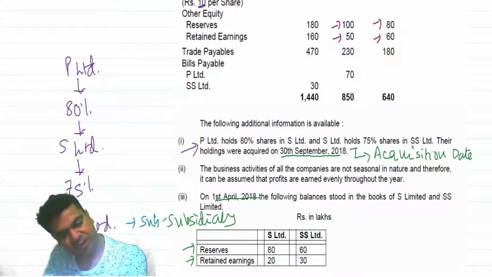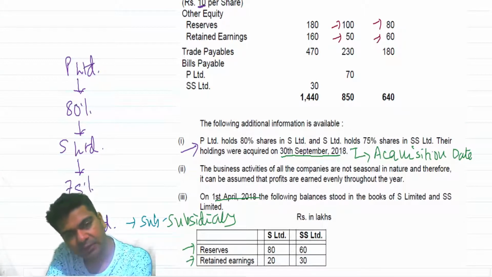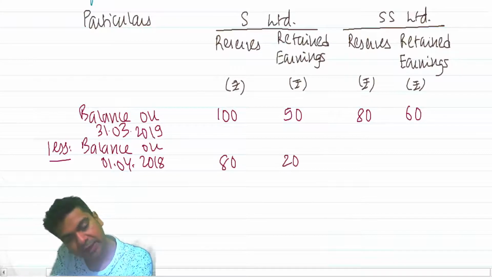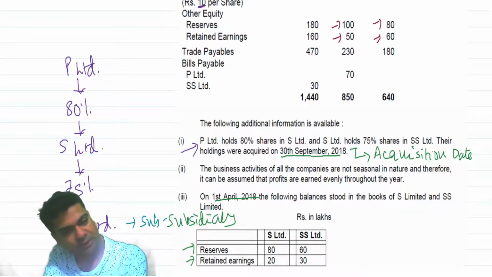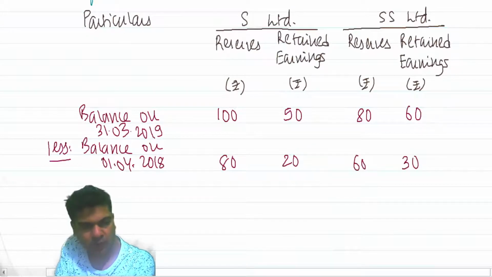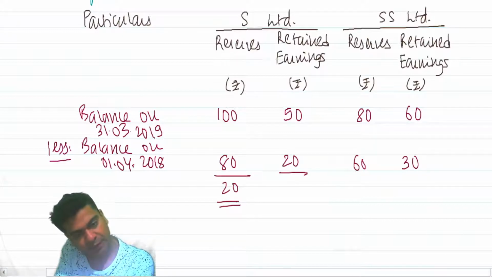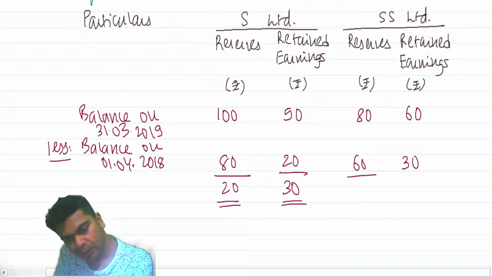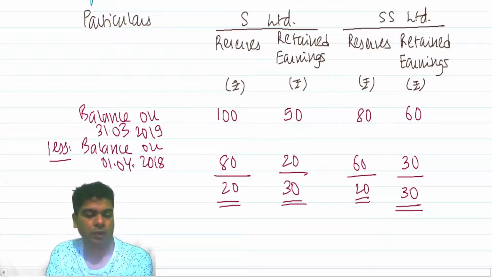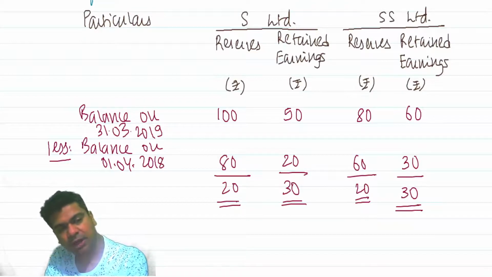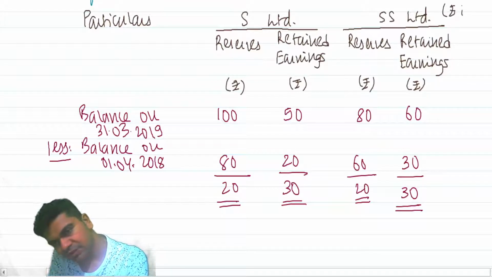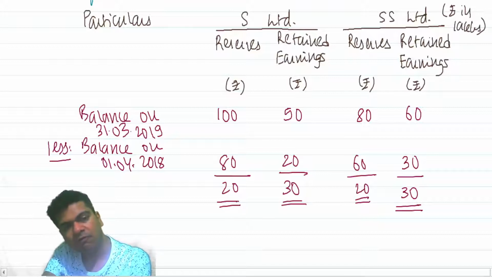It is there in additional information 3, 80 and 20. And for SS Limited, it is 60 and 30. Take a difference, 20 here, 30 here. Here also 20 and 30. Figures are of course in lakhs of rupees. You can clarify at the top if you wish. Rupees in lakhs, right? It will remain common for all of our workings.